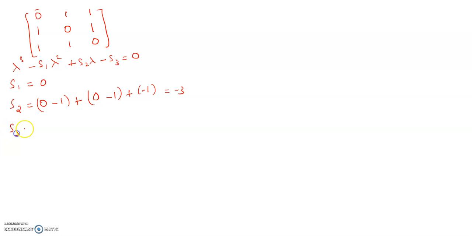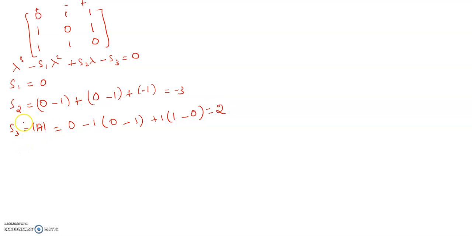Next, S3. S3 is the determinant value of A. So the determinant of A: with the signs plus minus plus, we can expand the determinant along the first row. First, 0 into anything is 0. Then the second element is minus 1 into, leaving the row and the column, 1 into 0 is 0 minus 1 into 1 is 1. Then plus 1 into, leaving the row and the column, 1 into 1 is 1 minus 1 into 0 is 0. Add them: minus 1 plus 1... so the value of S3 is 2.